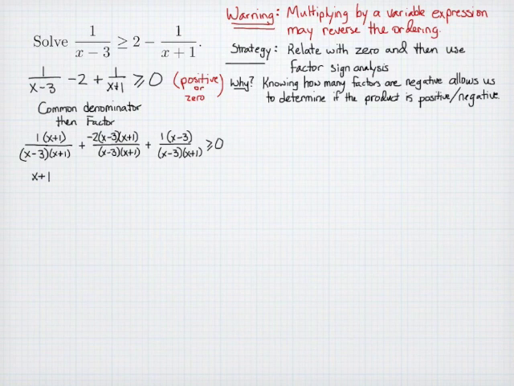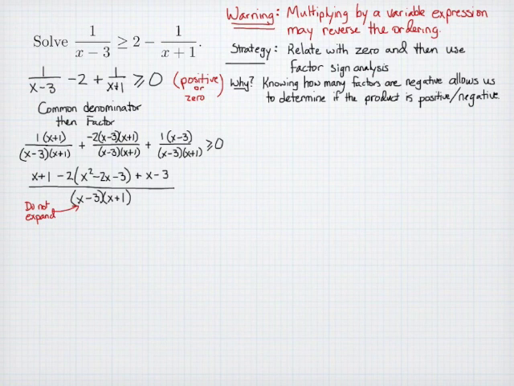We have x plus 1 minus twice. Now let's take advantage of this time to multiply that out. I get x squared minus 2x minus 3. And our last term is we're adding x minus 3, all over the product x minus 3 and x plus 1. Notice that I did not multiply out the denominator. As I do my algebra, eventually I'm going to have to factor everything anyway, so why multiply it out if I'm just going to factor it again later?